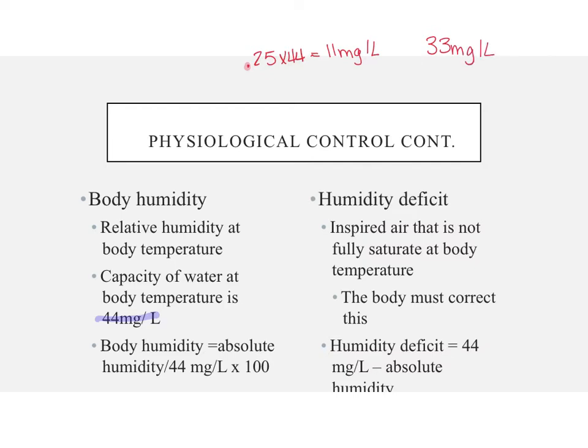So then your body must make up the difference. So you know that our humidity deficit is going to be 11 milligrams. And if you don't already have the absolute, then you have it after this equation. So you know that 44 minus 11 is 33. So this is our absolute humidity, and this is going to be our humidity deficit.